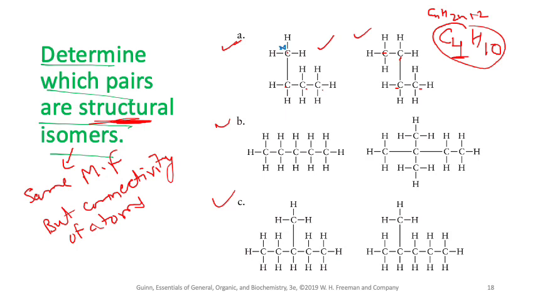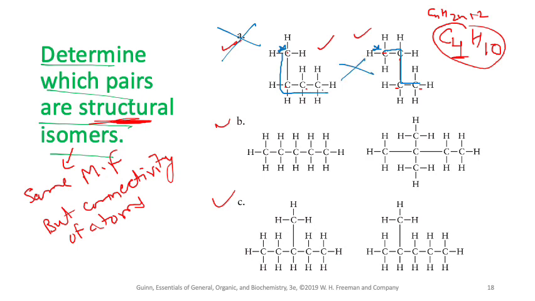So we start with over here. If we can connect all 4, yes, we can connect all 4. Let's start with again over here. Can I connect all 4? 1 2 3 4. I can connect all 4. So that means they look different in shape, but the connectivity of atoms are same. It's not different. So this is not a structural isomer pair.